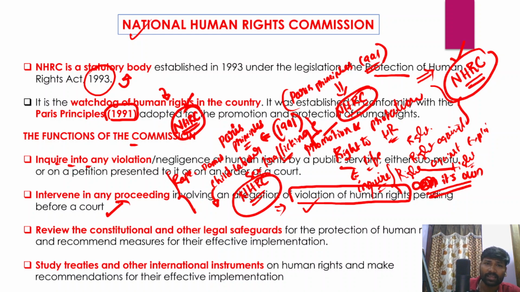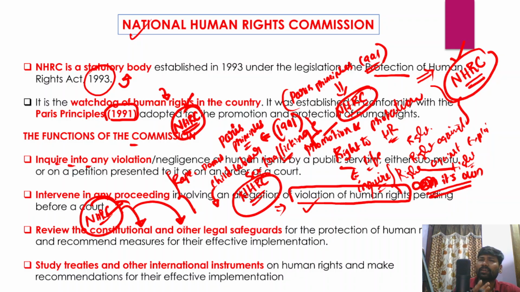Similarly, the National Human Rights Commission from time to time reviews the constitutional and other legal safeguards. Whatever constitutional and other legal safeguards exist, those safeguards would be reviewed by the NHRC.